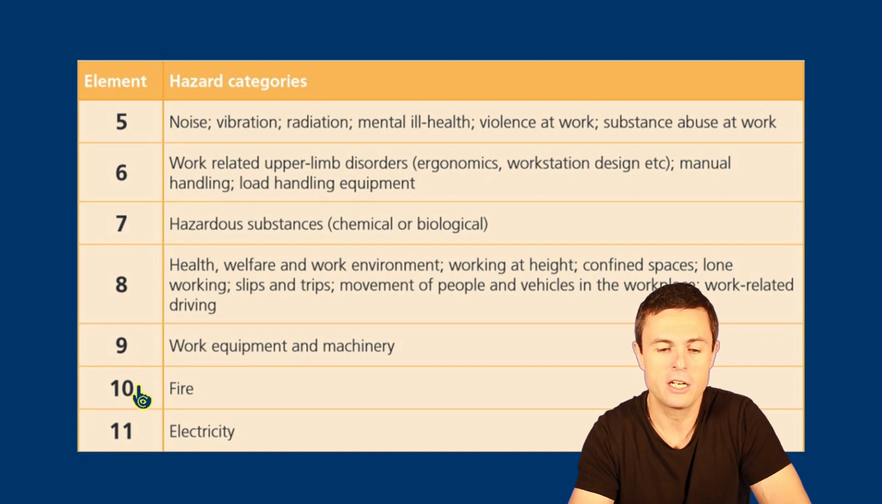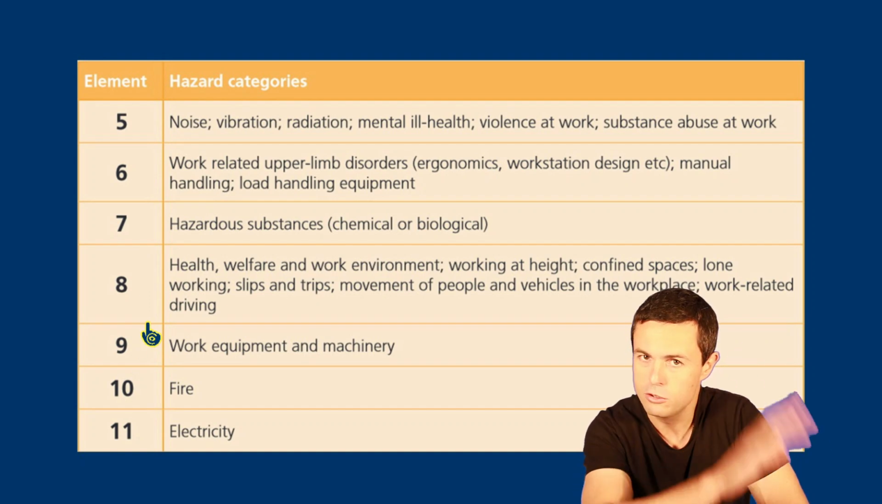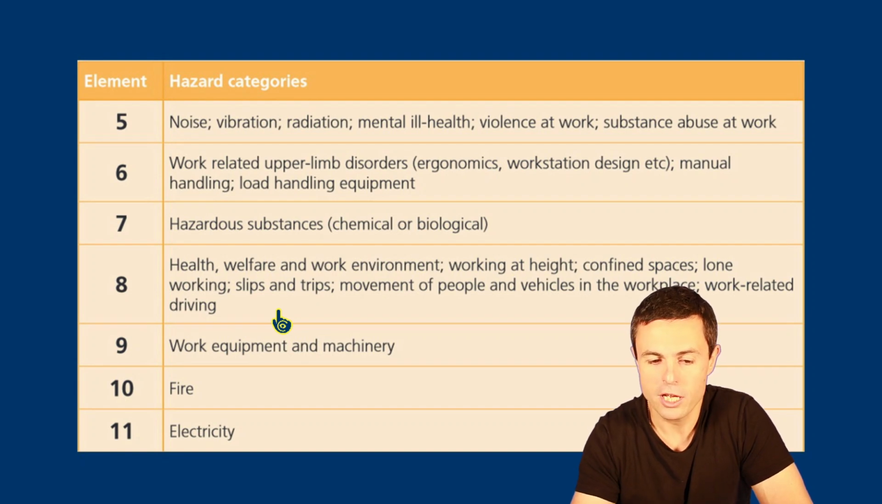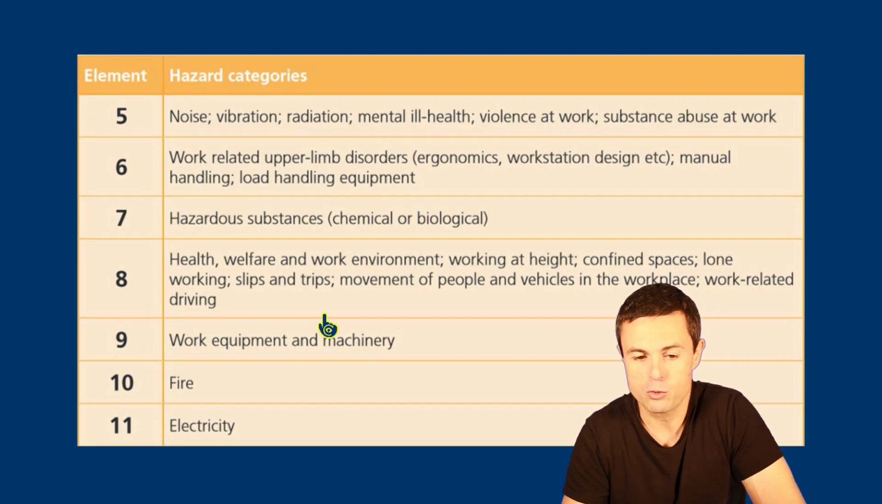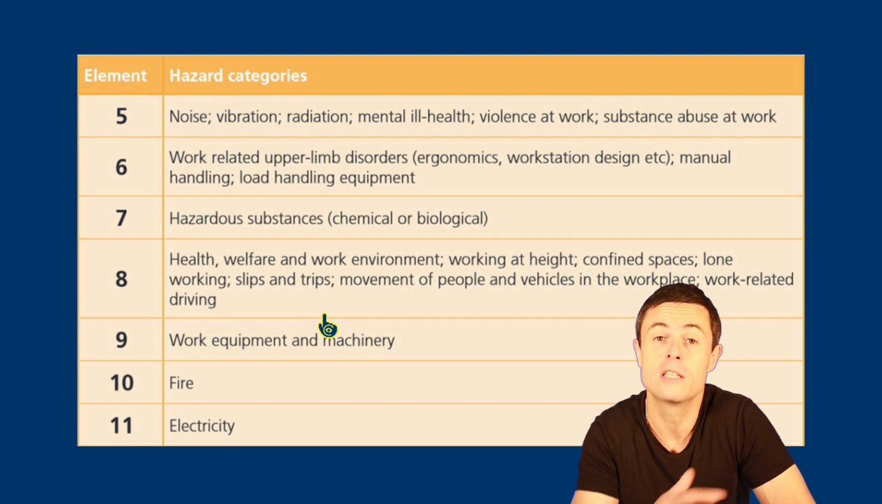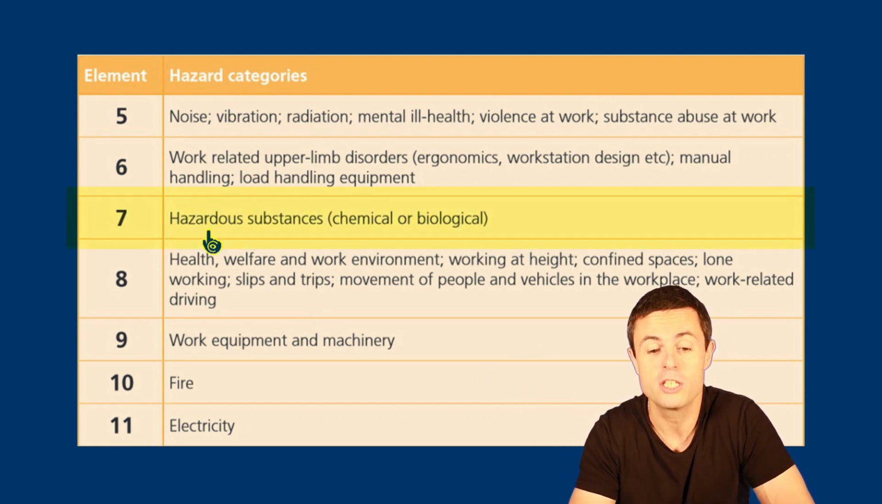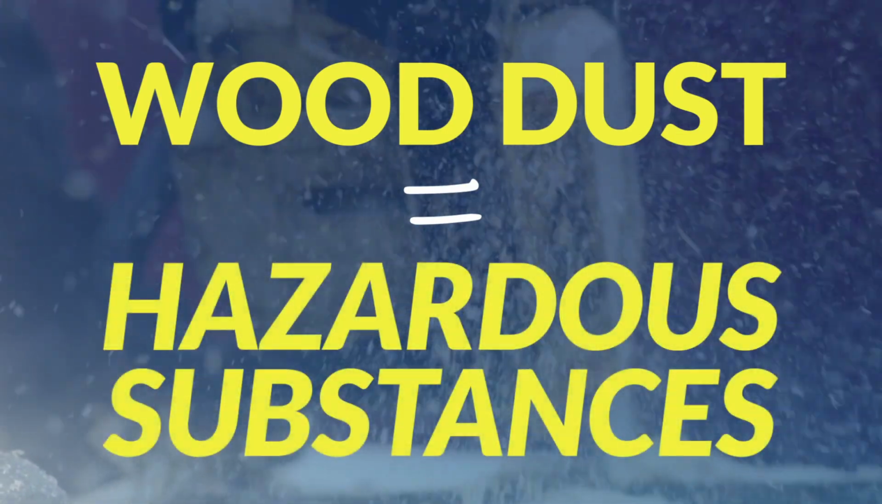Now the hazard categories are not the elements. The 5, 6, 7, 8, 9, 10, that's not a hazard category, so don't go using the numbers. But you'll notice that dust exposure is not on here, is there? So the question is, where would wood dust go in these hazard categories? Which one is it? Well, I'll give you a clue. In the syllabus, wood dust is something we teach in element 7, which is hazardous substances, chemical or biological.